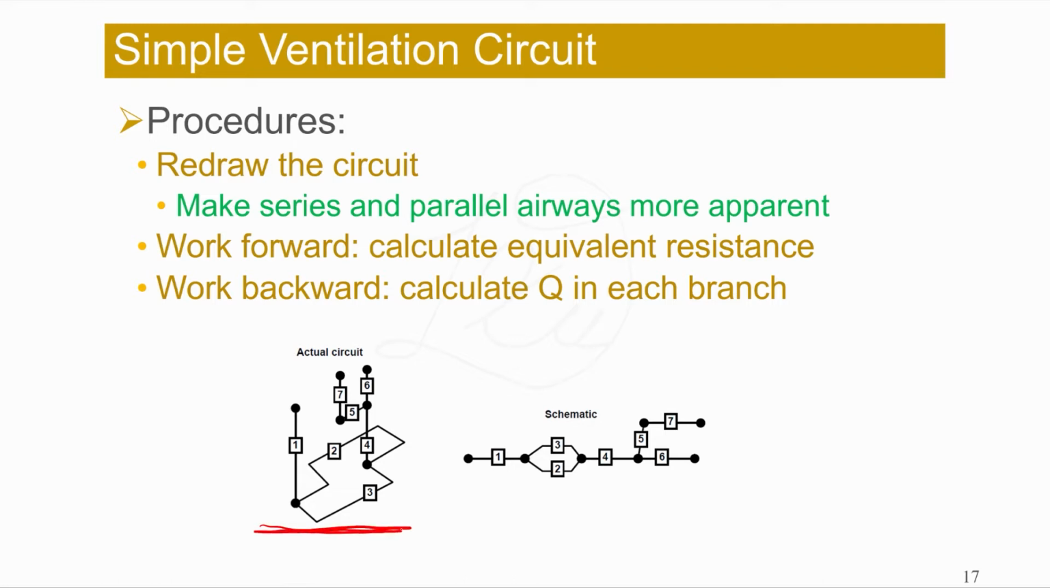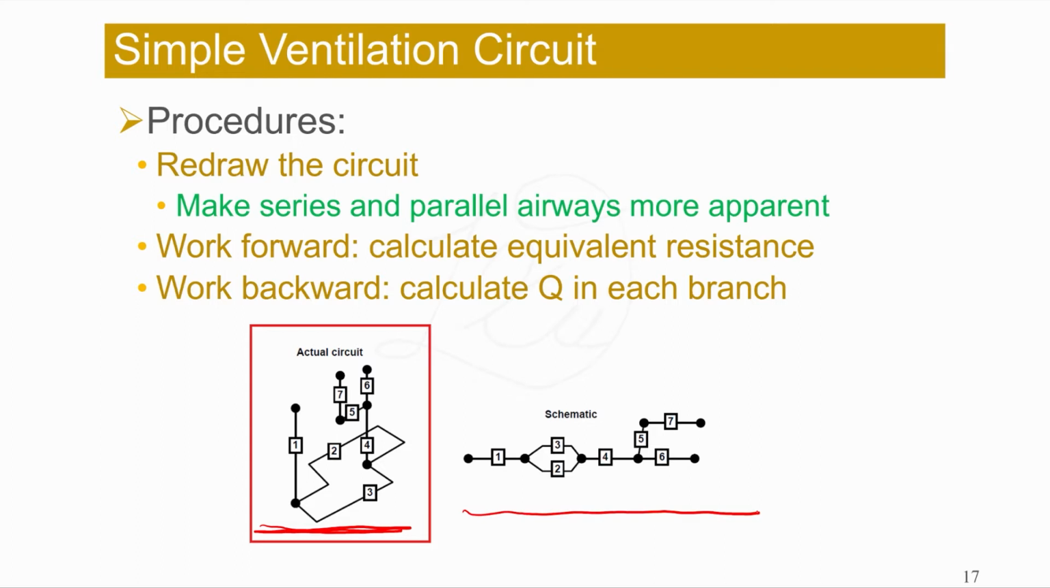The first procedure is to redraw the circuit. For example, if we have a ventilation network that looks like this, it is drawn in two-dimensional space, but it represents a three-dimensional visual effect. What we want to do is to redraw it so the relationships between airways are easy to identify.